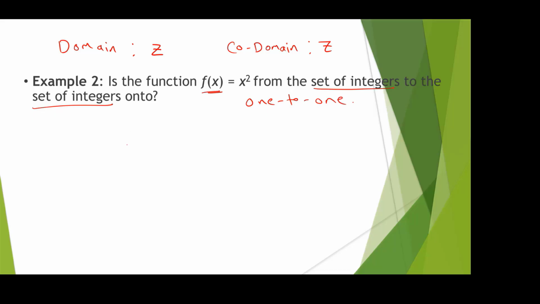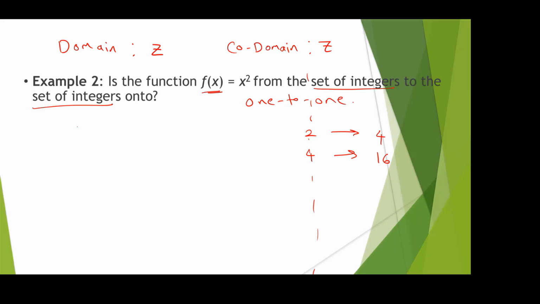So if I apply it on 2, I'm going to get 4. If I apply it on 4, I'm going to get 16. So basically all the perfect squares I'm going to get. Okay? Why is it not one-to-one? Yes. So negative 2 will also get mapped to 4. Now will it be onto? Again, no, not all integers are perfect squares.